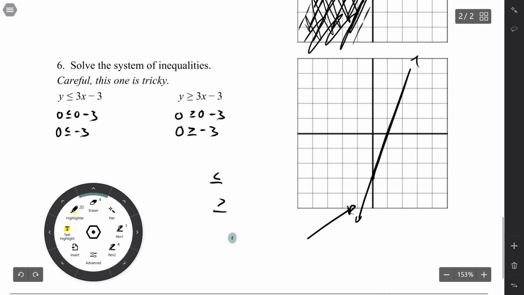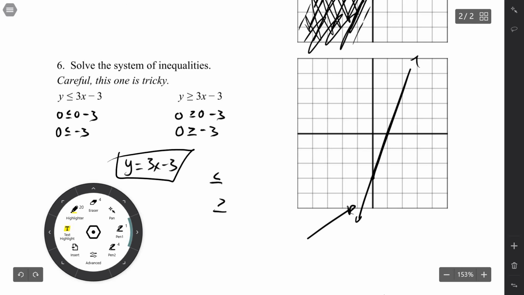So there is absolutely a solution. We can even write out the solution if we want to. The solution for this would be y equals 3x minus 3. Pretty cool, I think.